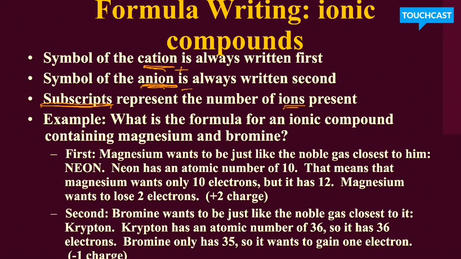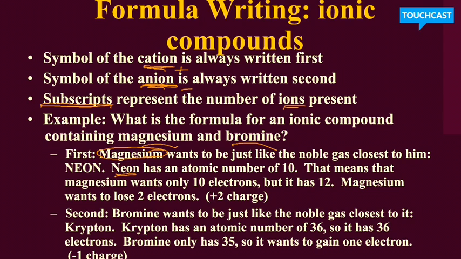What's the formula for the ionic compound containing magnesium and bromine? All right, so grab a periodic table if you don't have one. Just look at one, please. Take a minute. Magnesium has an atomic number of 12. Which noble gas is the closest noble gas to magnesium? Neon. Now, noble gases are on the far right-hand side, and neon has an atomic number of 10. Well, magnesium has an atomic number of 12.